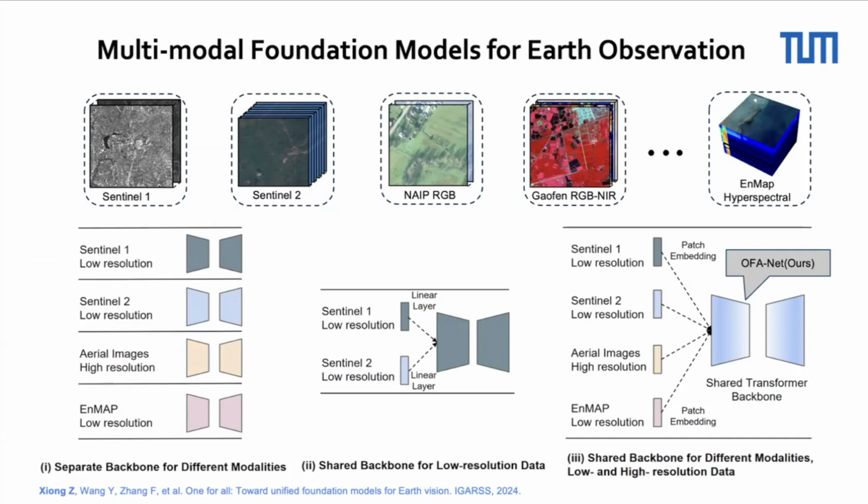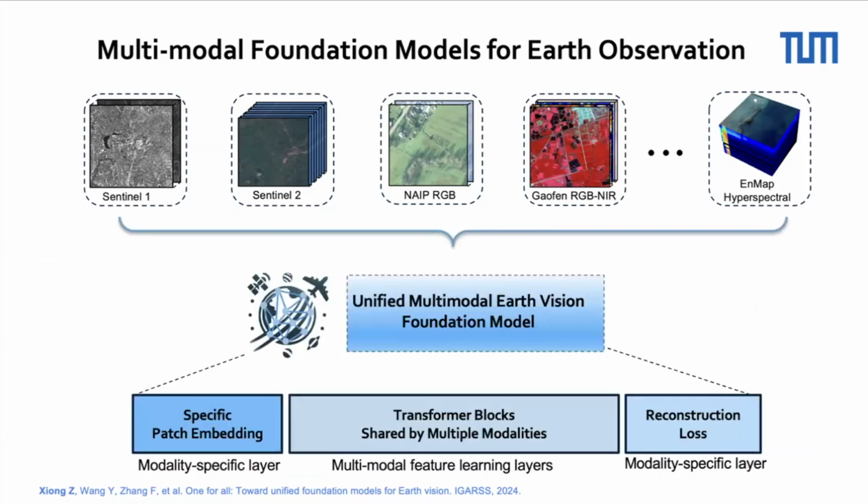So this is very simple, straightforward, without any bells and whistles. You can see more clearly here from this slide. Our network includes modality-specific patch embedding layers to transform different data sources into a common feature space, and a shared transformer network to learn multimodal features, common features, and finally we have modality-specific decoding layers to do the reconstruction.